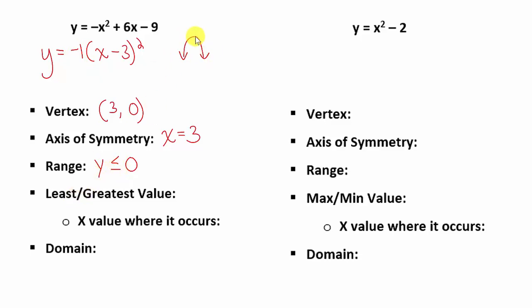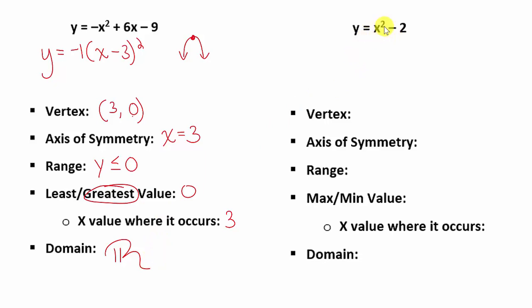And in this case, since it opens down, we have a maximum value, so we have a greatest value of 0. It's always the y value. And then the x value where it occurs is 3, and the domain again is all real numbers for quadratics unless we've restricted the domain. Okay, take a minute and try this one.